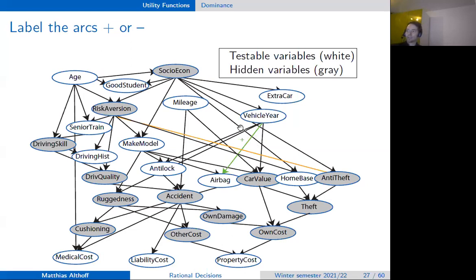And so risk aversion and anti-theft. If a person is very risk averse, then the likelihood that that person will install an anti-theft system in the vehicle is also positive. Anti-theft and theft is negative, because if you have an anti-theft device, the chance of theft is reduced. Then we have mileage and car value. The higher the mileage, the less car value. So this is negative. Age and medical costs. The older you are, typically the higher are the medical costs. So this is positive and so on. There are just a few examples.